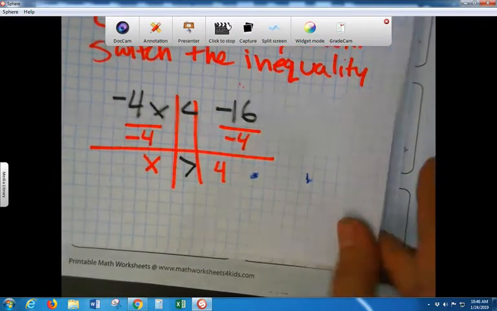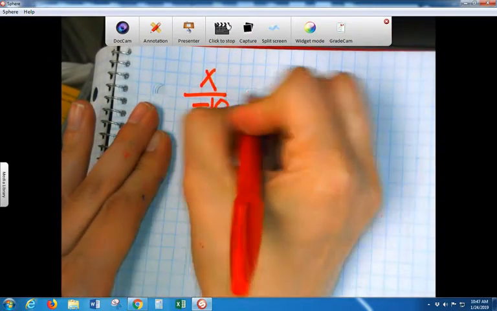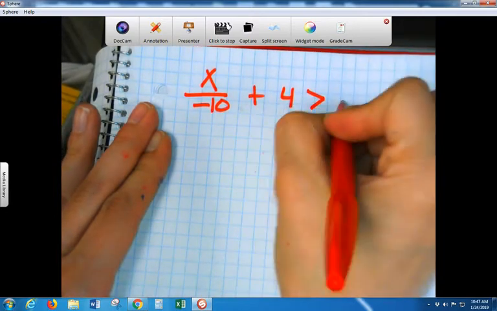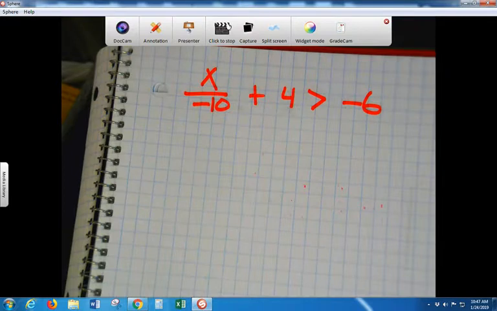Alright, here we go. Let's try one more. By one more, I mean 5. Okay, try this one out. How far can you get before you get stuck? You can draw the bars. Everyone can move the 4.